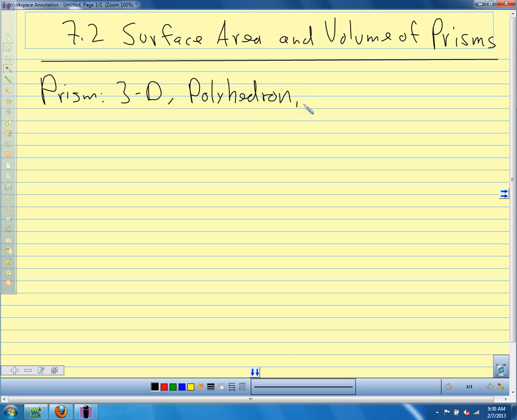And the really important, the essential pieces of information are that it has two congruent parallel bases. The base of the prism is the key. That's how we figure out its name. That's how we're going to figure out lots of things by working with the base of the prism. So we have to remember it has to have two congruent parallel bases. Those are the important things.